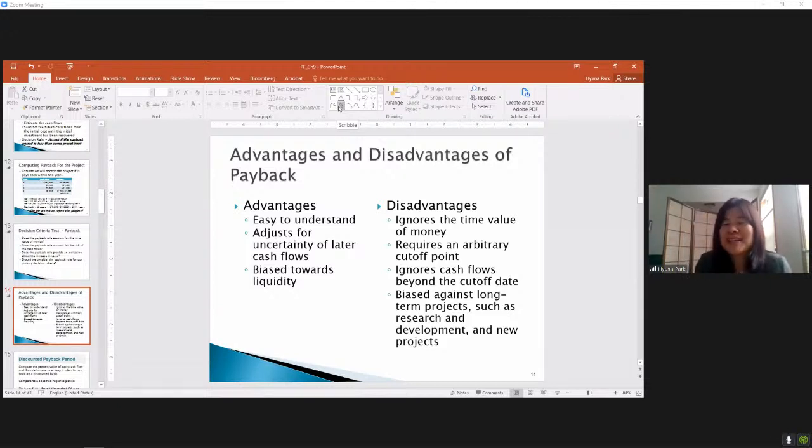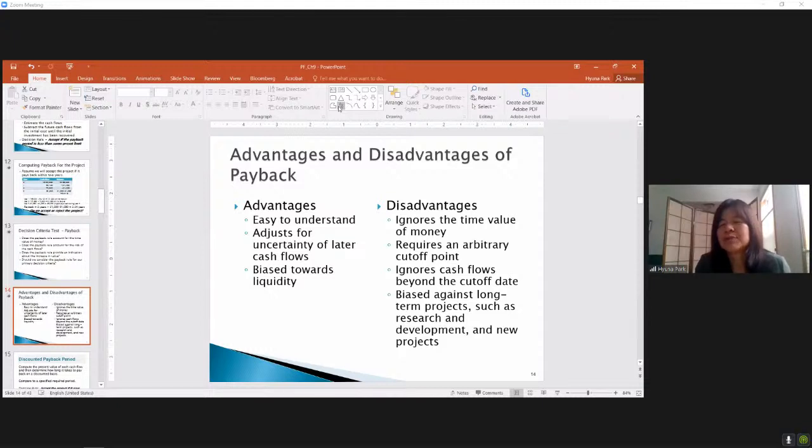But the payback rule has many disadvantages. As I mentioned before, the payback rule ignores the time value of money and requires an arbitrary cutoff point. Nobody knows why we use 2 years, 3 years. It's just a simple guideline. There is no theoretical reasoning, just convenience and saving time and effort to evaluate many projects. The cutoff point is arbitrary. And the payback rule ignores cash flows beyond the cutoff date.